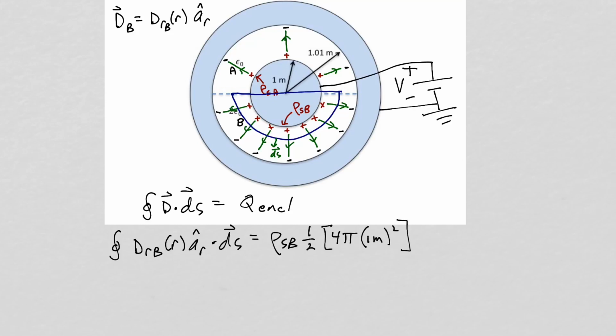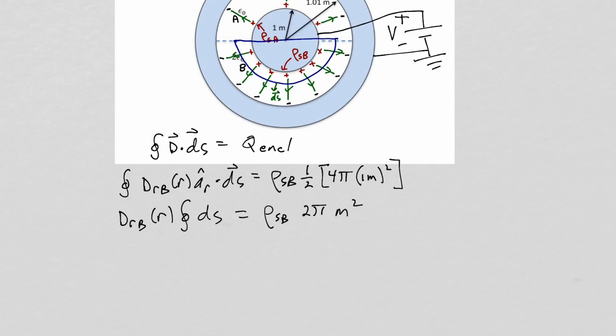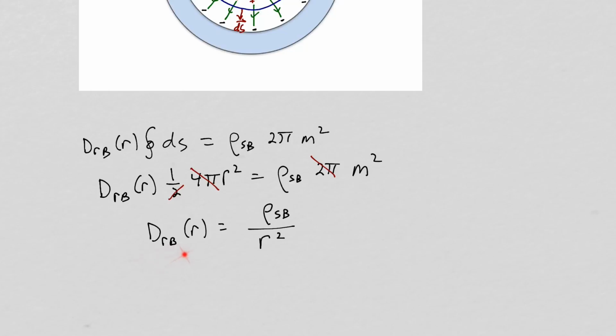So D sub RB is constant everywhere on the surface here of our Gaussian surface. So we can take that to the left of the integral. And the dot product here just gives us the differential on the surface of our sphere. So this integral will give us the area of this spherical portion of our Gaussian surface. So that's half the area of a sphere of radius r. Solving, we obtain D sub RB is equal to rho sub SB over r squared. Similarly, we find D sub RA is equal to rho sub SA over r squared.